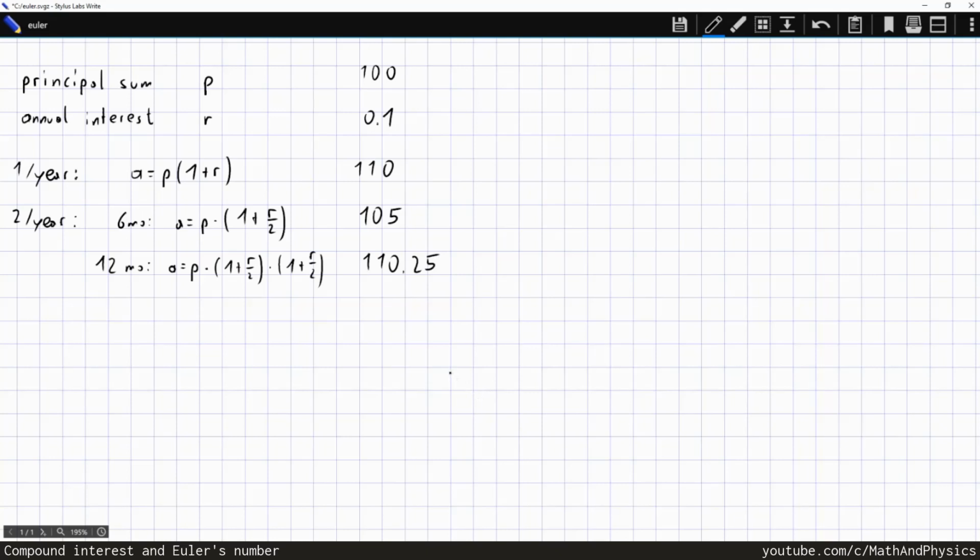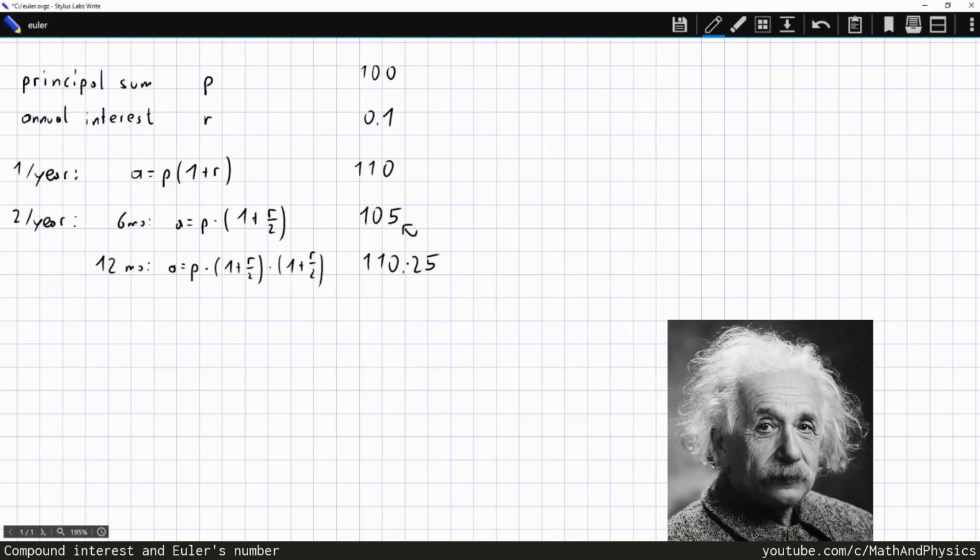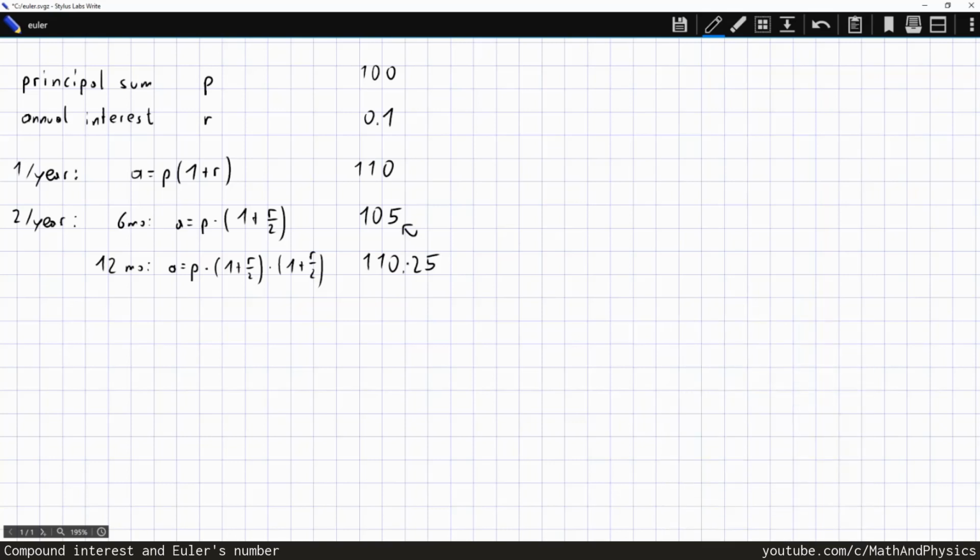And the reason for that is that in the second half of the year, we were also collecting interest for these additional 5 euros that we made in the first half of the year. And also in the following year, we will collect interest for additional 10 euros and 25 cents that we made this year. This is the concept of compound interest, which Albert Einstein supposedly called the 8th wonder of the world.